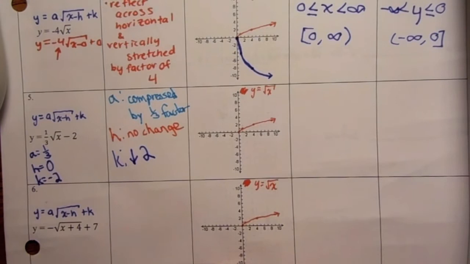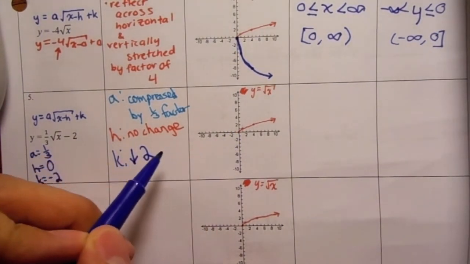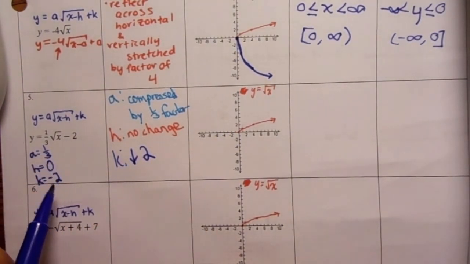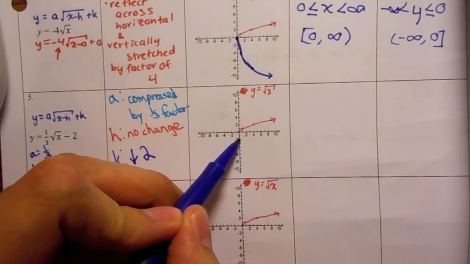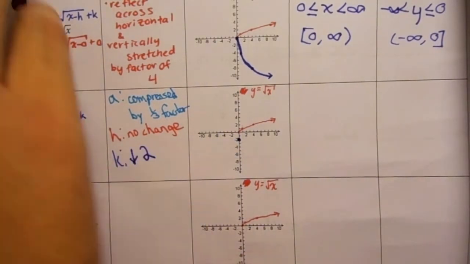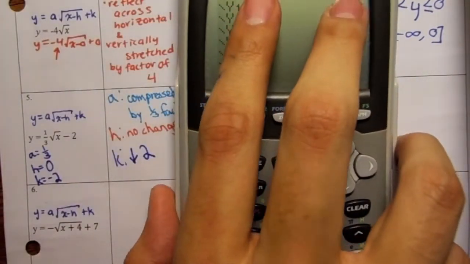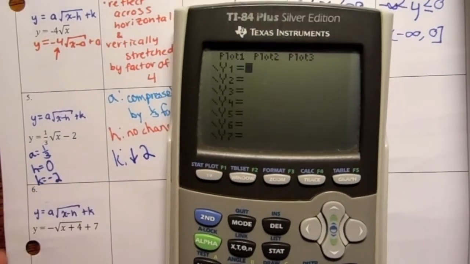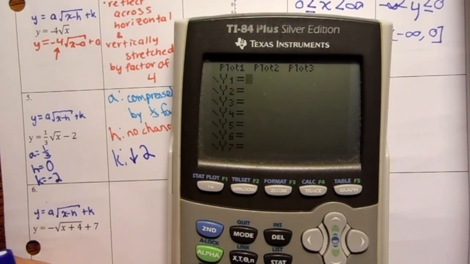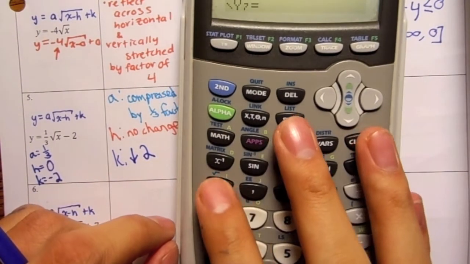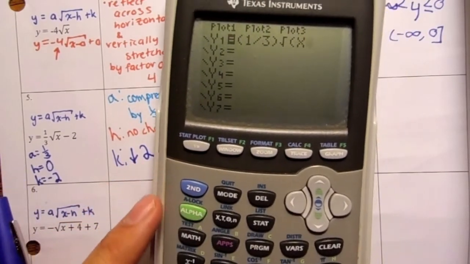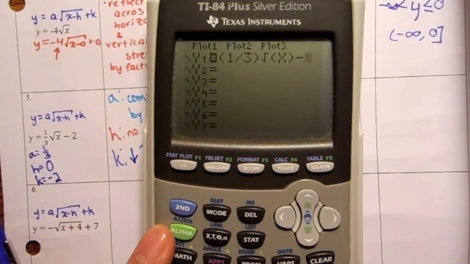To graph the function, I'm going to plot our first point. So with h 0 and k being -2, all I do is go down here. But I still need the rest of the graph to figure out how exactly I'm going to plot it. So again, in our y equals, I'm going to put in 1/3, then second square root once again, x, close parentheses, -2.